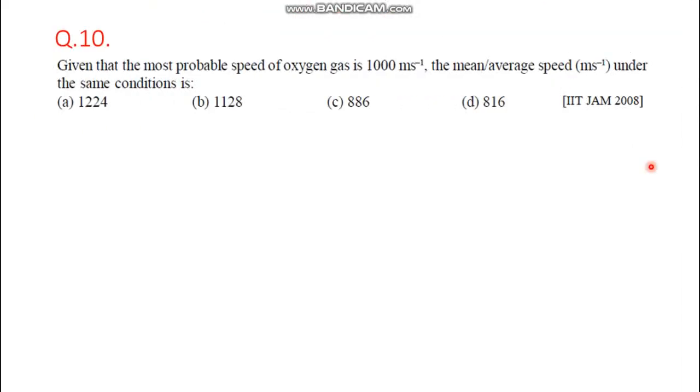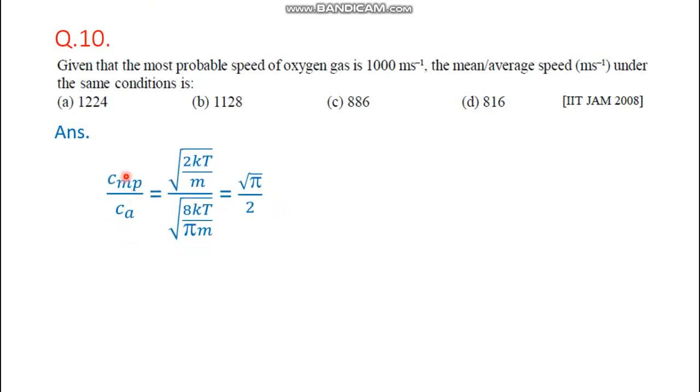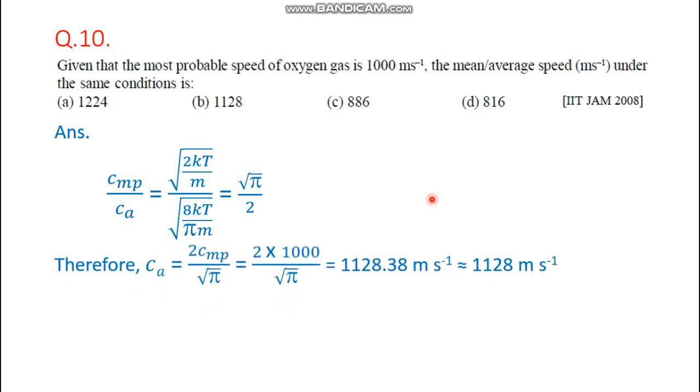Move on to the next question. This came in 2008 JAM. Given that the most probable speed of oxygen is 1000 meter per second, what is the mean or average speed in meter per second under the same condition? So the ratio of most probable speed and average speed, according to the expressions, is root over twice kT by m divided by root over 8kT by pi m, and it is nothing but root pi by 2.